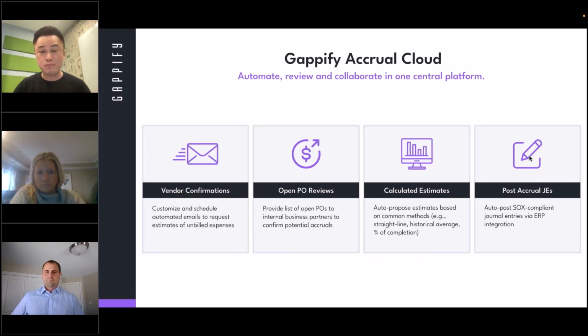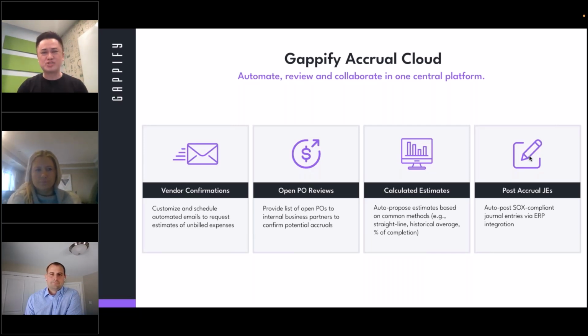Gappify, we're an accrual platform, cloud-based, of course. And what we pretty much do for our customers is execute different types of accrual. We'll actually get into some of these details later from a process standpoint, but we can automatically execute vendor confirmations, automate open PO reviews, do calculated and accounting estimates based on historical averages and PO start and end dates. And of course, we automate the process of posting everything back to the JE. So that's who we are at Gappify. I've got many years of experience in this process and in this space, and really excited to dig in.